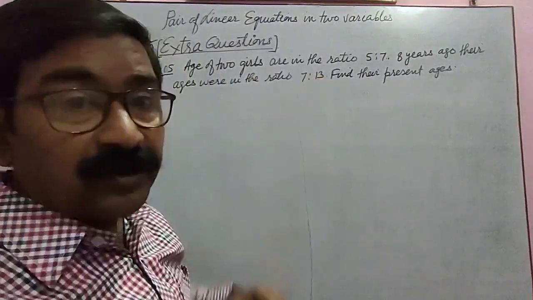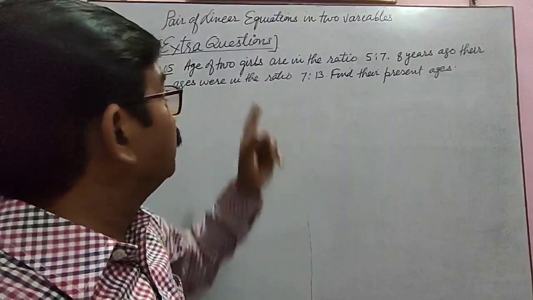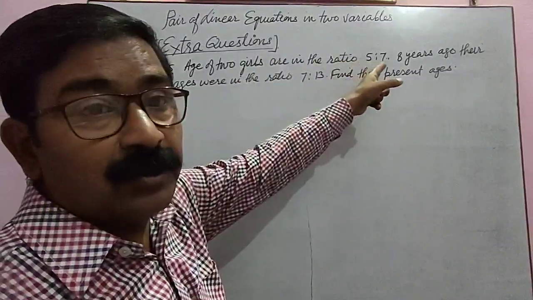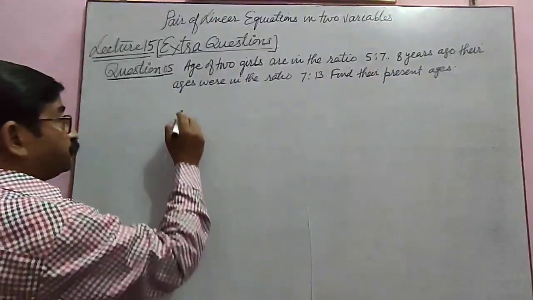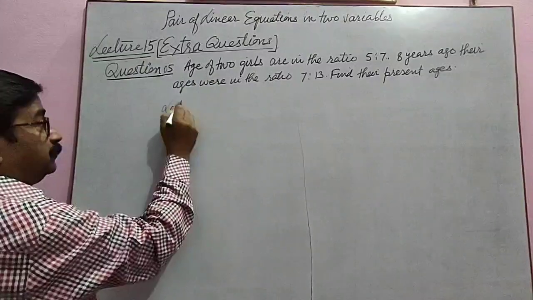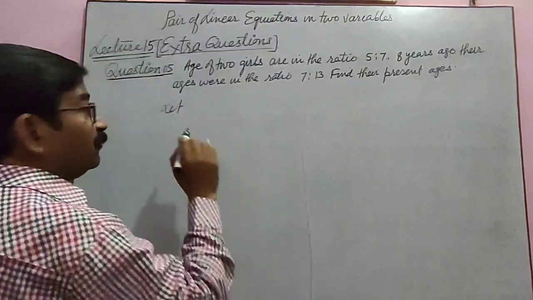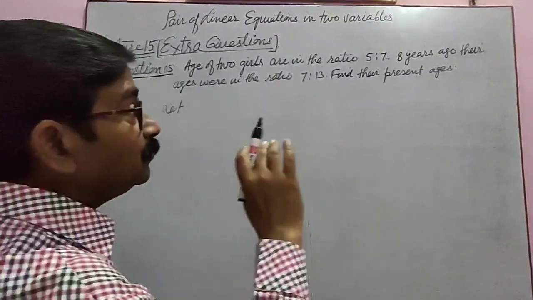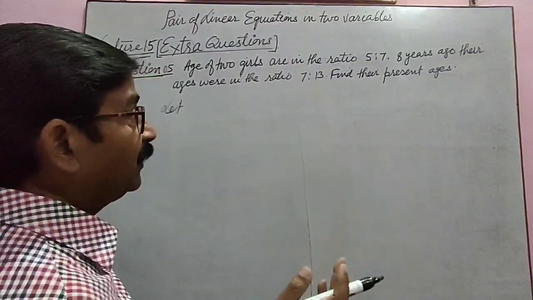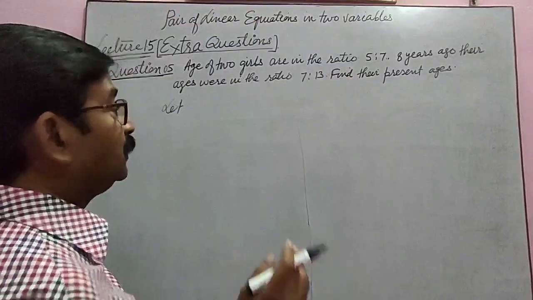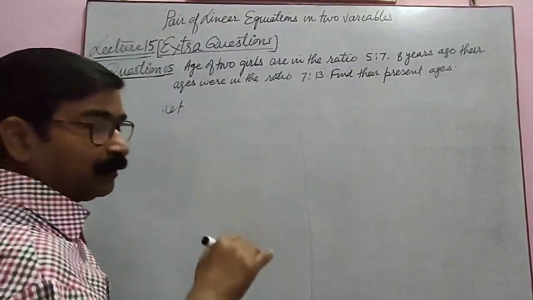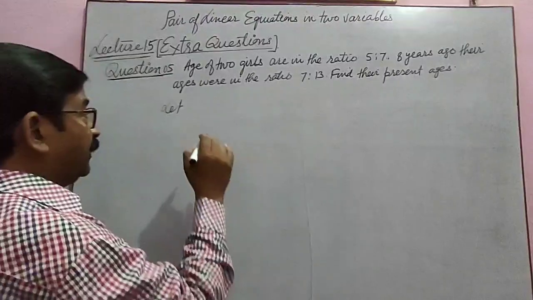So first we will assume their present ages. Present ages are 5:7 in the ratio. Ages we can solve by two variables or by one variable. Both can be solved. So I am solving this in one variable. I am showing how to solve it in one variable.